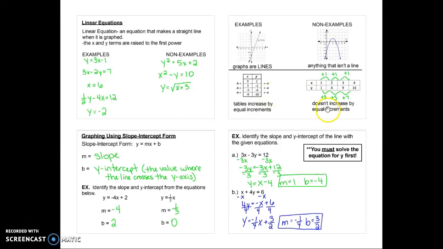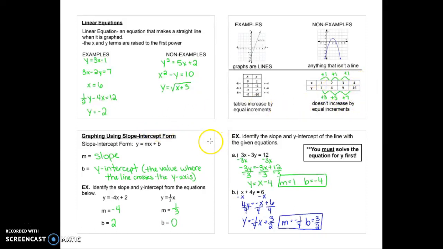So if I look at this next table, if I look at my x values, between 1 to 2, I'm adding 1. From 2 to 3, I'm adding 1. From 3 to 4, I'm adding 1. So my x values are all increasing by the same amount. But the y values, from 1 to 4 is 3. From 4 to 9 is 5. And then from 9 to 16, it's increasing by 7. So your y values are not all increasing by the same amount. So because of that, this is not linear.